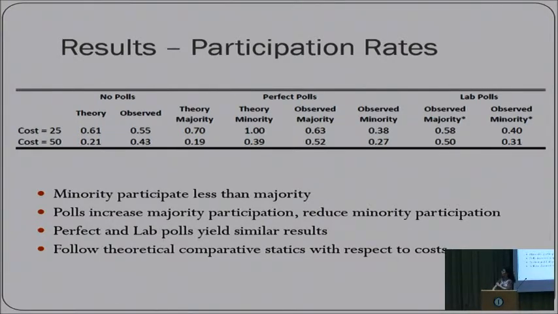First of all, the minorities participate less than the majority. So recall that when there was some information out there, we should expect the minority to participate more. This is not what we see here. Polls increase the majority participation but reduce the minority participation. And perfect and lab polls yield similar results. Okay? With respect to cost, everything looks good. So the comparative statics with respect to cost is the one thing that in a persistent manner follows what we should expect from the theory. Subjects respond to these incentives.